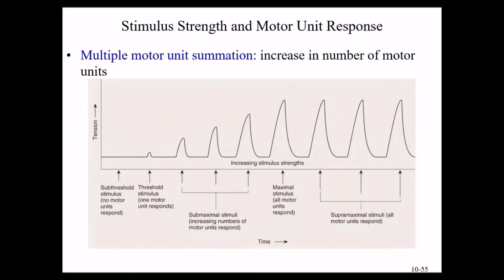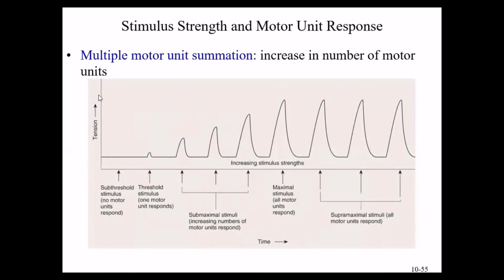There's also something called multiple motor unit summation. This is helping to make your muscles stronger by increasing the number of motor units that are being controlled by a particular nerve and a particular muscle group. And so the idea here is if you have a stimulus increase in strength, because you have more motor units, you have a stronger stimulus, you can have a stronger muscle contraction.